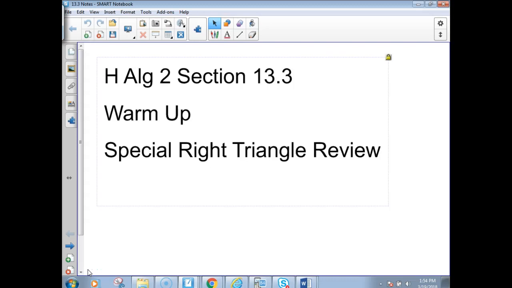Okay, we will be working on worksheet 14, which is on the trig function of general angles. But first, a little warm-up, special right triangle review.